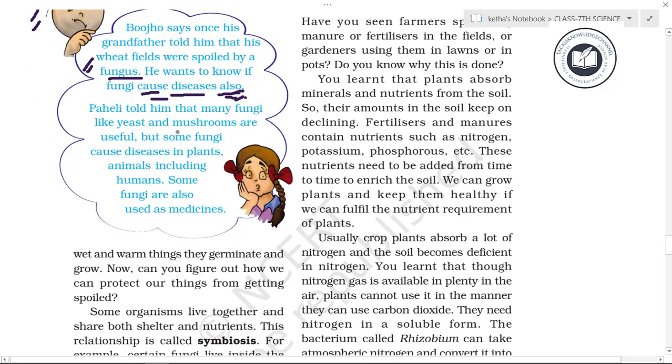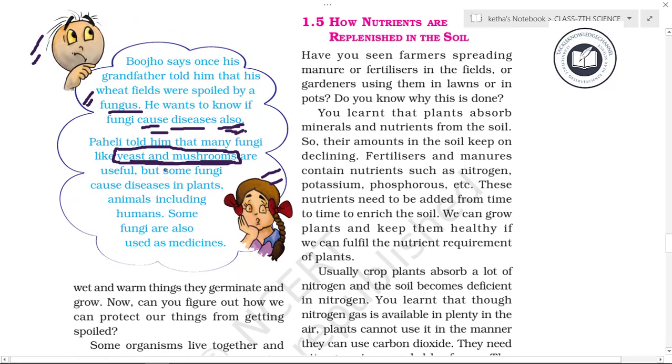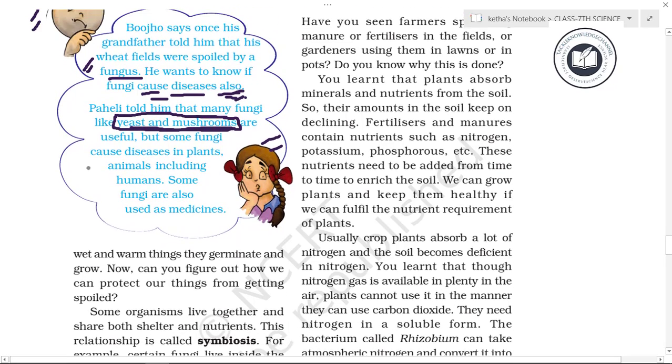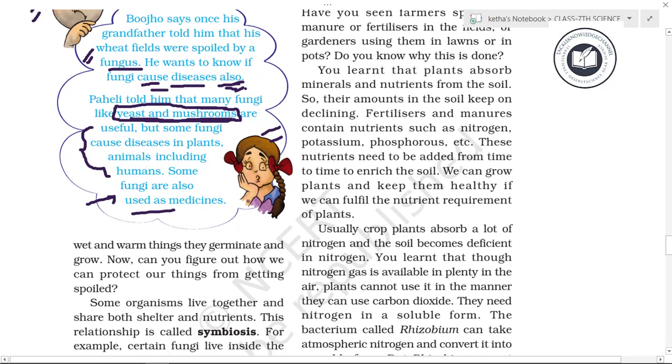Pehle told him that many fungi like yeast and mushrooms are useful, but some fungi cause diseases in plants. Yeast and mushrooms are utilized for our nutrition, right? So these are the good fungi, and there are some fungi which cause diseases in plants and animals, including humans. Those fungi are dangerous. Some fungi are also used as medicine, for medical purposes.